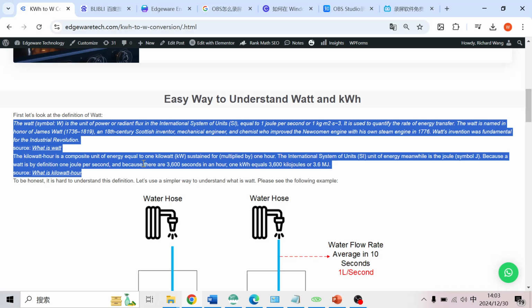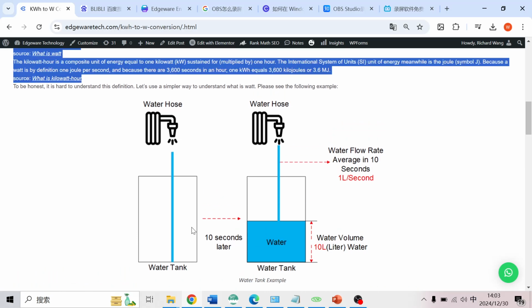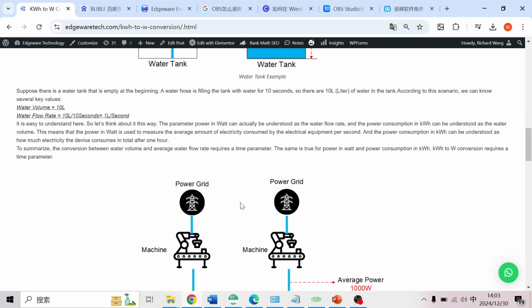First, let's forget about electricity things. Let's go to our daily life here. If you have a water tank, you have a hose, and you fill water inside. Let's say I have 10 seconds. 10 seconds later, I fill the water with 10 liters, and we will know that the average water flow rate is 1 liter per second. Right?